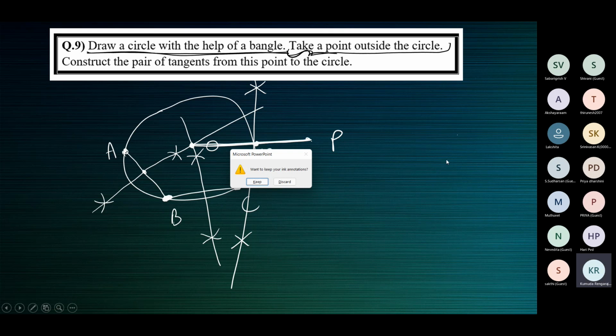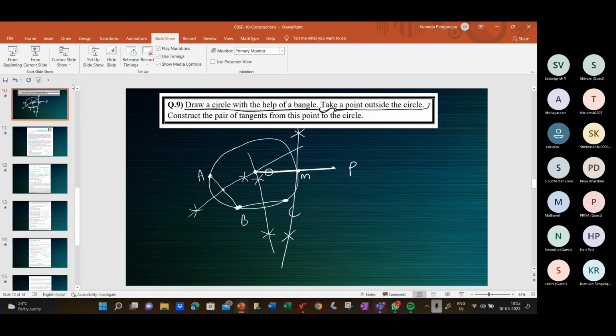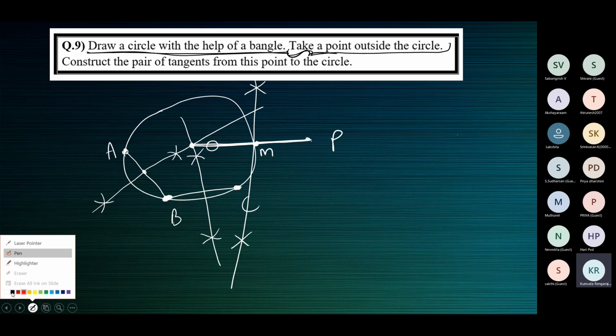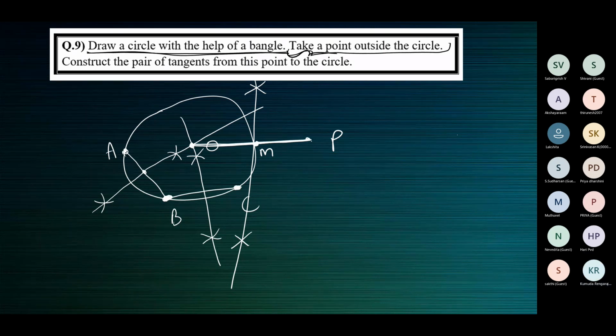Oh my God, I have to do it again. Yeah, sorry, children. So what was I telling you? So this point M is the, am I audible, children? Yes, ma'am. Okay.